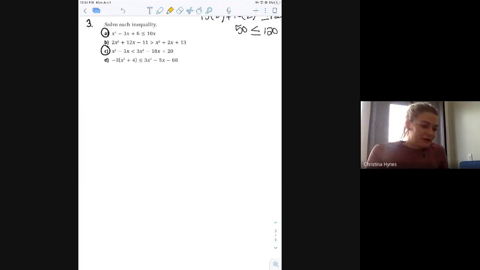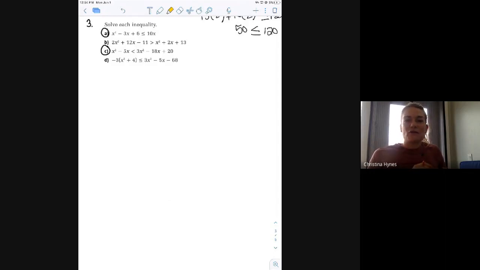Question number 3. They want you to solve the inequality, and on your assignment, I just wanted you to pick 2 different methods. Now there's 3 methods total. There's one where you graph it and you look at what makes sense. Another one is the number line method, and the third one is called sign analysis.